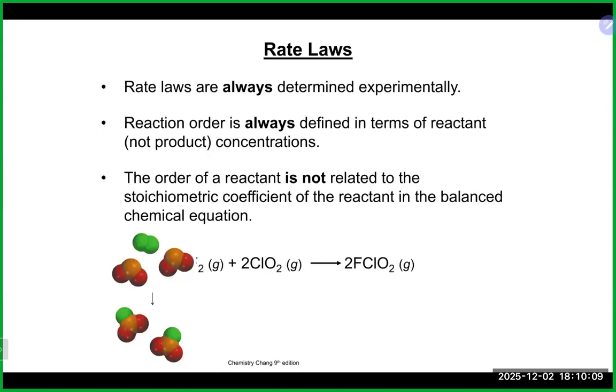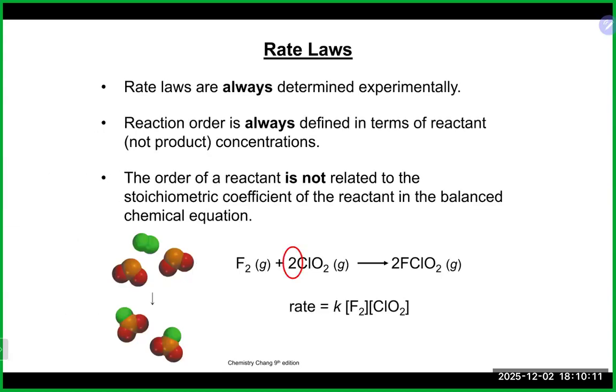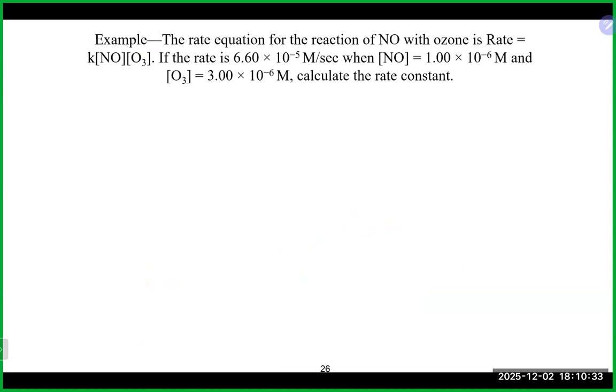So as we saw there, rate laws are always determined experimentally. It's always in terms of the reactants, no products in a rate law. And again, the coefficient in the balanced equation is not the order. As you can see in this example, the coefficient was a 2, but the order here was actually a 1, our first order. All right.